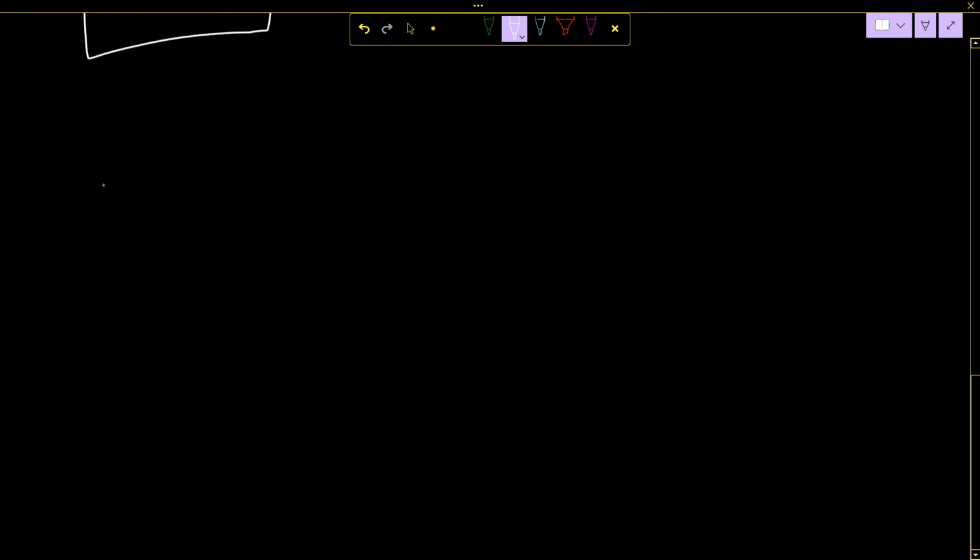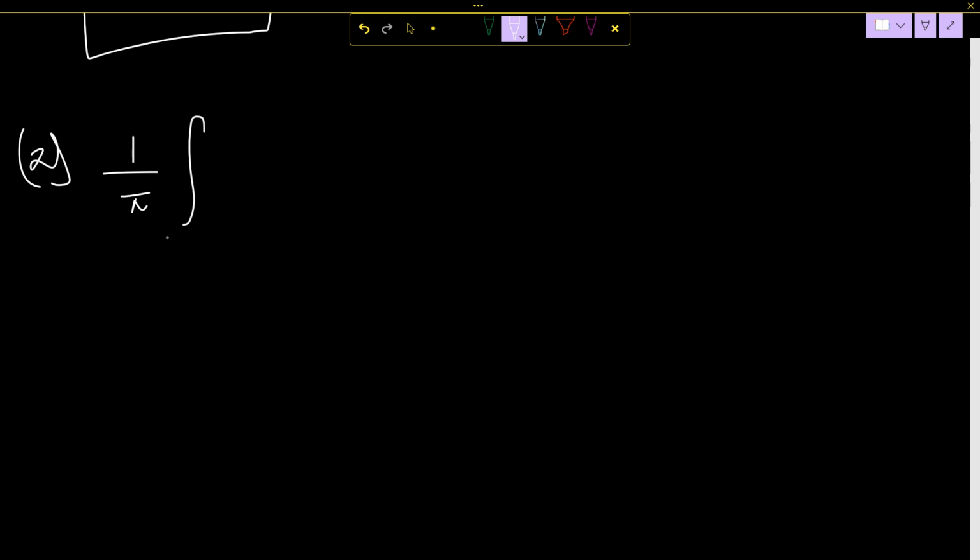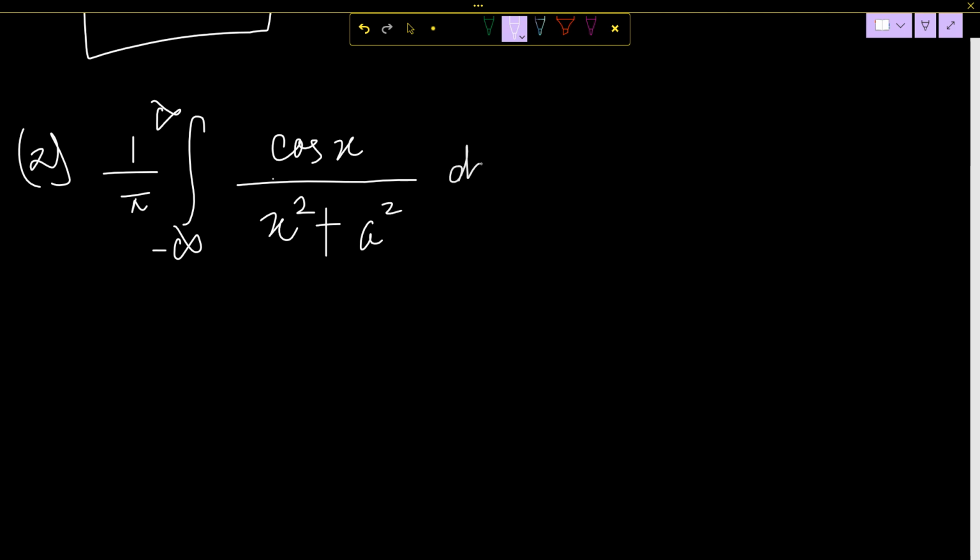Okay, next, question number 2. The value of the integral 1 by pi integration from minus infinity to infinity of cos x whole divided by x square plus a square dx. Okay, 1 by pi minus infinity to infinity cos x whole divided by x square plus a square dx.